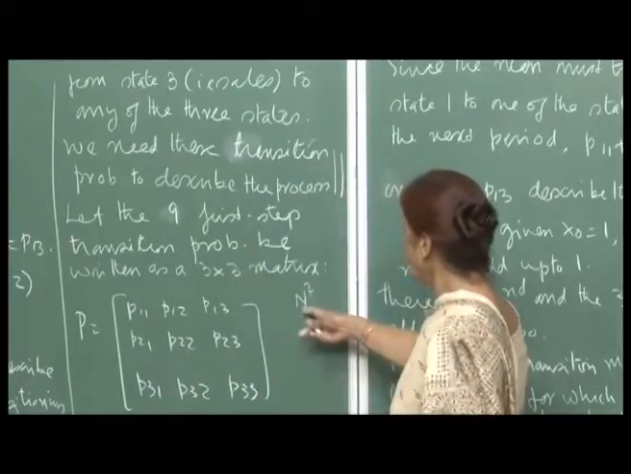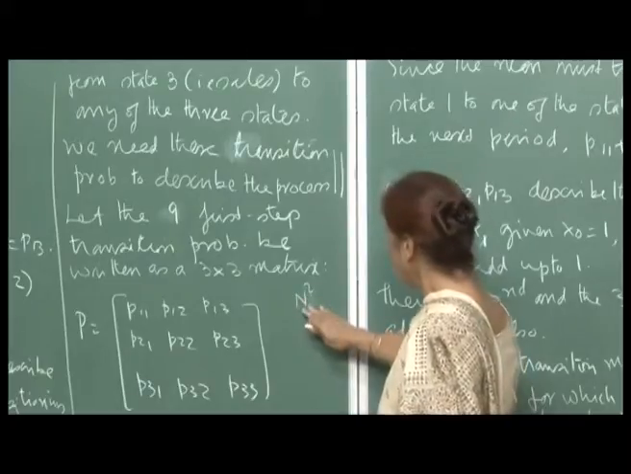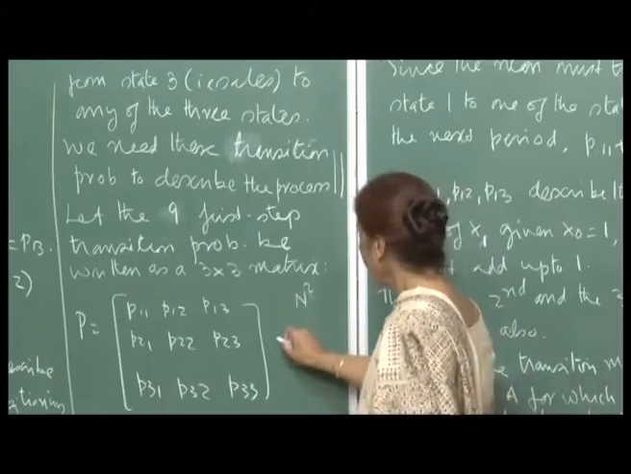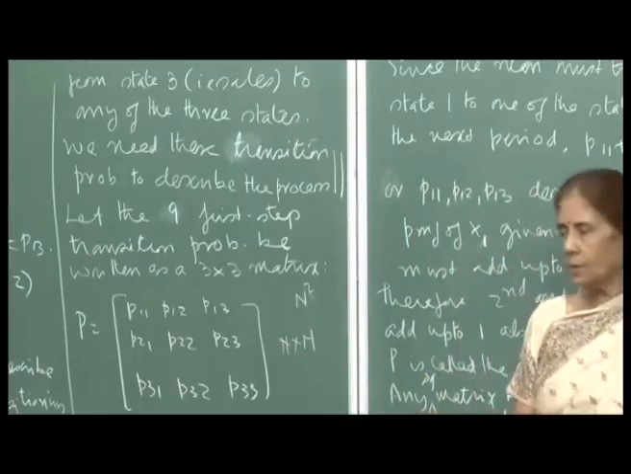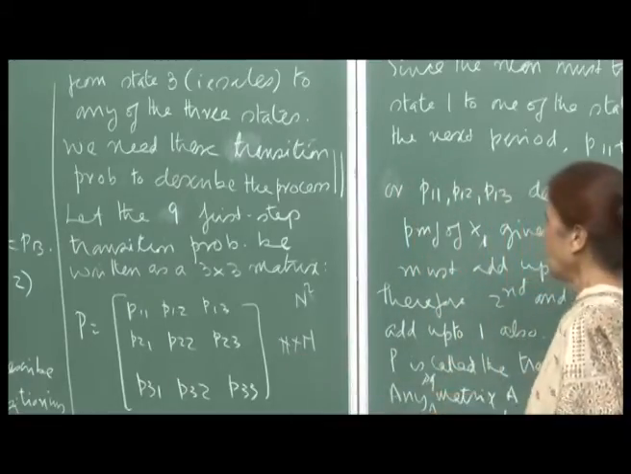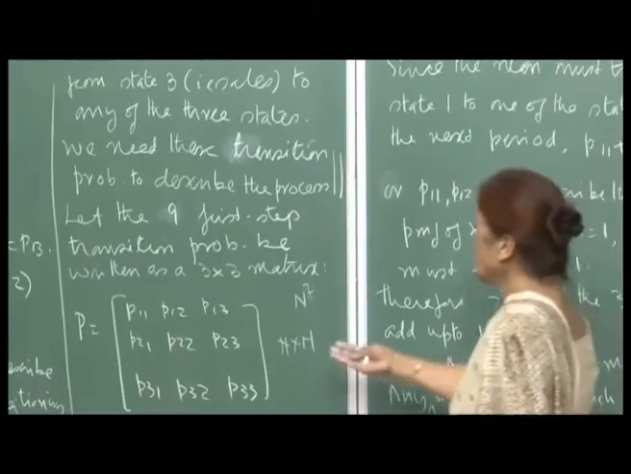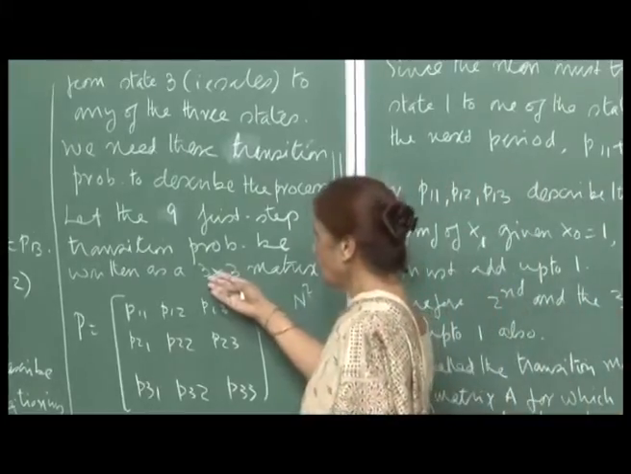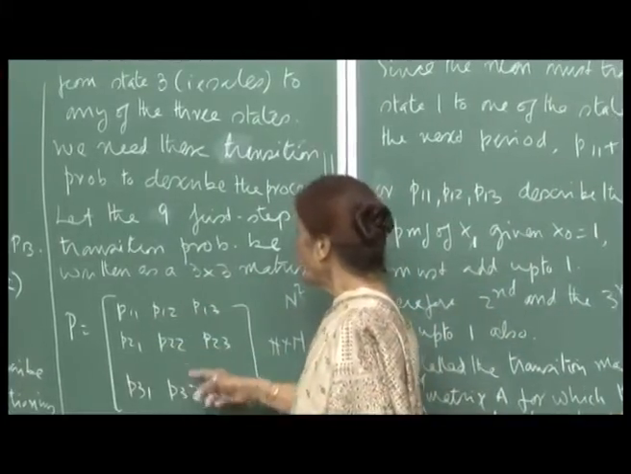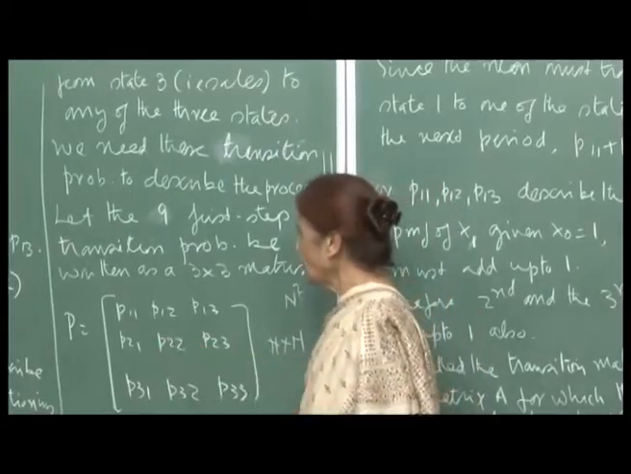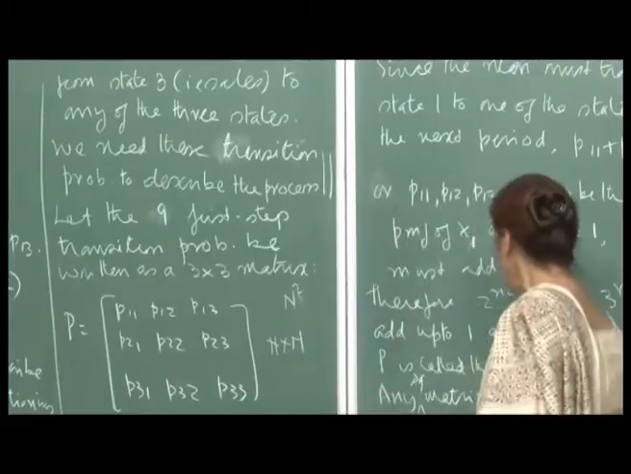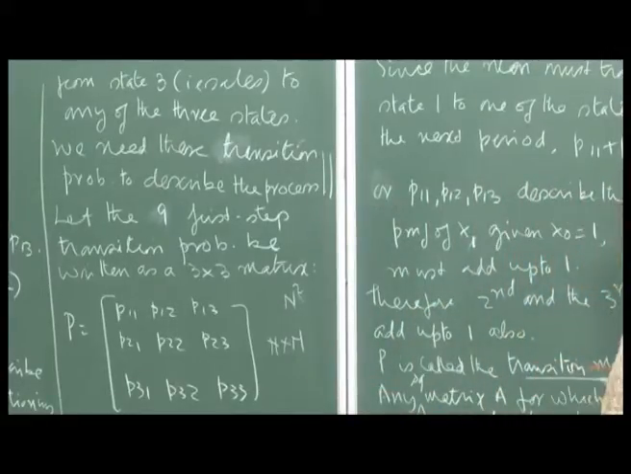So, if you have N states that this system can occupy, then it will be an N cross N matrix in which you can record all these transition probabilities. Here, since we have 3 states, 3 sections, I can record all the 9 first step transition probabilities in a 3 by 3 matrix. So, P will be called the transition matrix.